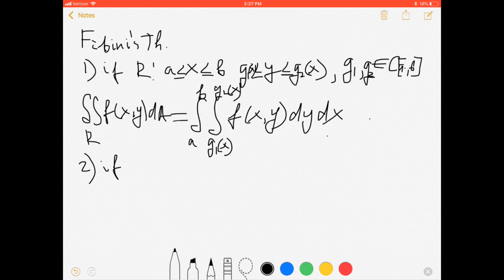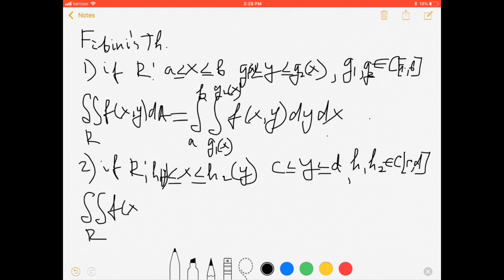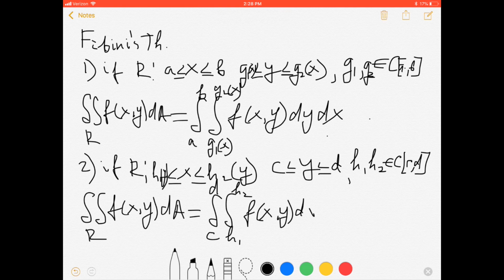Second part, if your region R is where x changes from some function h1 of y to h2 of y, and y changes between c and d, and your functions h1 and h2 are both continuous on the segment [c, d], then your double integral is equal to the iterated integral from c to d, from h1 to h2, of f(x,y) dx dy.